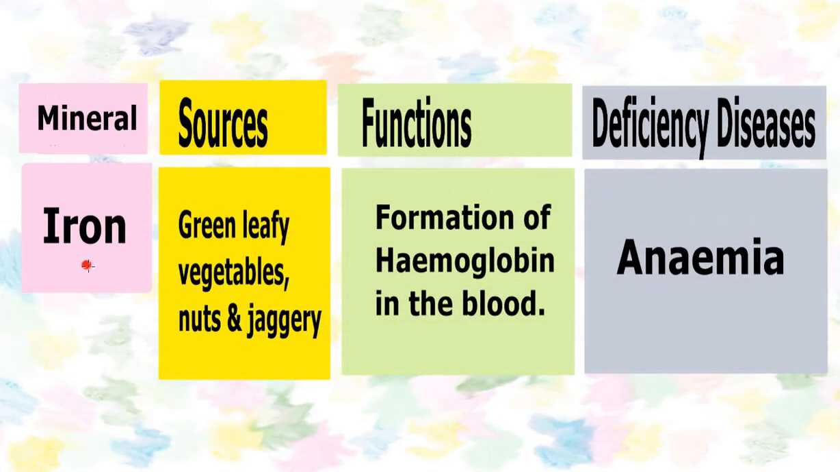Next mineral is iron. Iron can be obtained from green leafy vegetables, similarly nuts like almonds, cashews, walnuts and from jaggery also. Iron is required for the formation of hemoglobin in the blood. Hemoglobin is the red pigment which is found in our blood and it helps in carrying gases like carbon dioxide and oxygen. When we don't get iron in appropriate amounts, its deficiency causes anemia. Anemia is what? Overall blood formation is reduced.